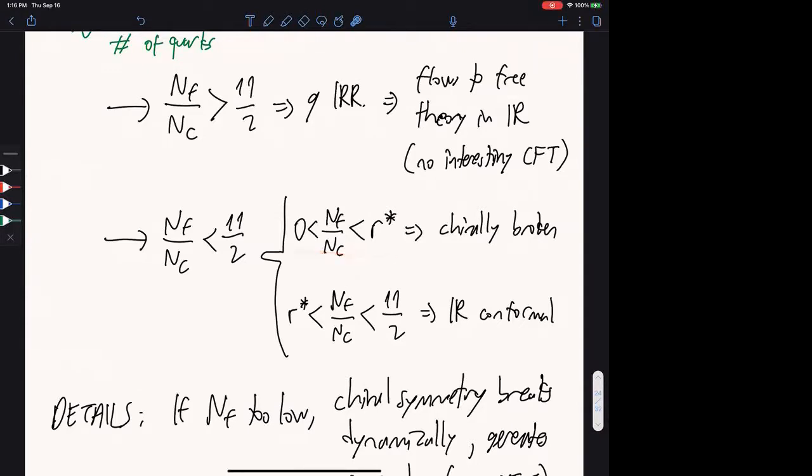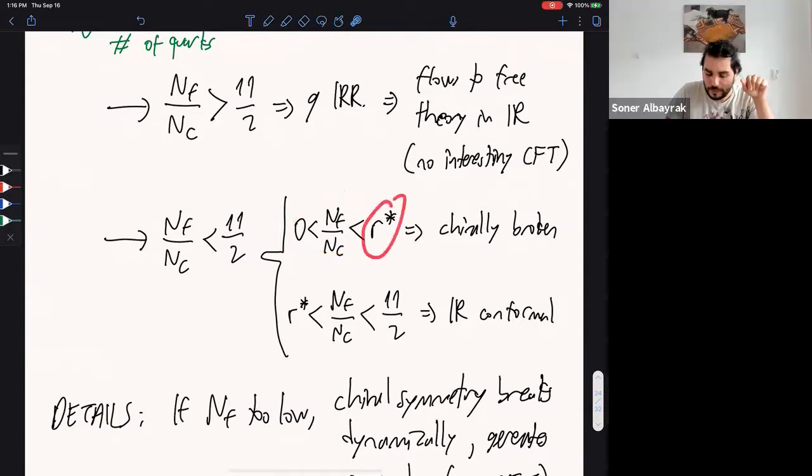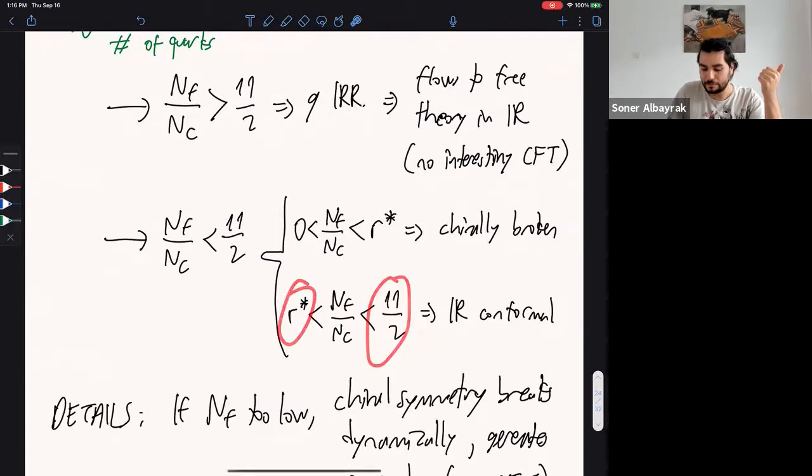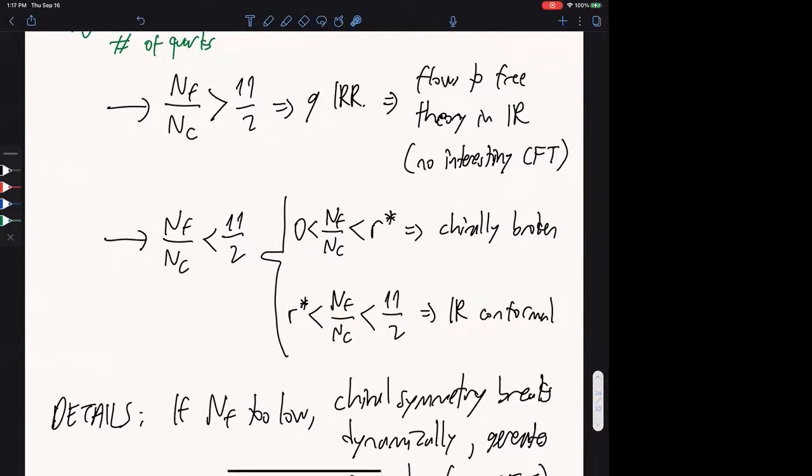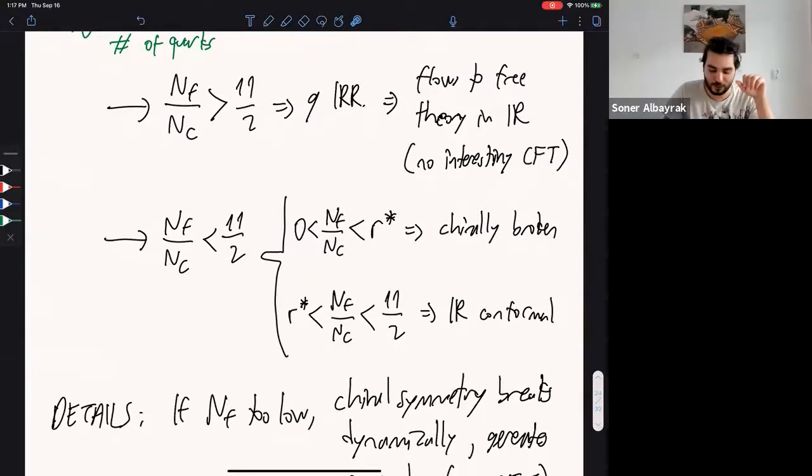But the thing is, if this ratio is below some critical ratio, then in the IR, the chiral symmetry gets broken. A scale is dynamically generated, and we don't get conformal invariance. But if this ratio is above the critical number, then we will flow to a conformal phase. Like if QCD had just the correct number of flavors and colors, then it would become conformal at IR, for example.